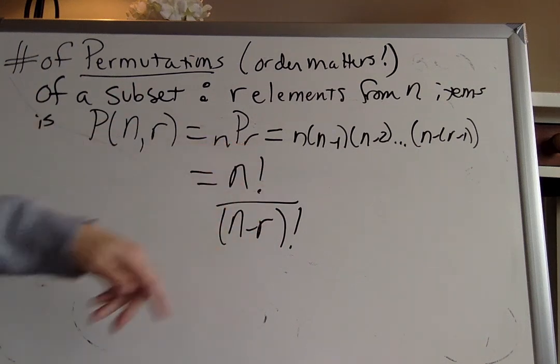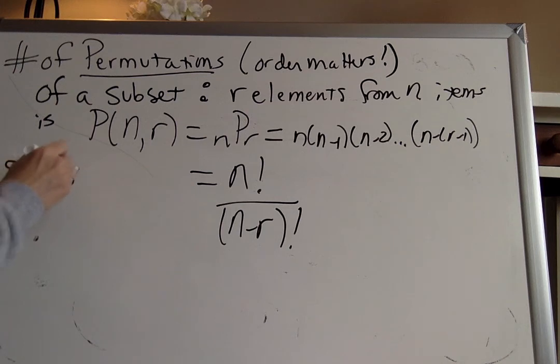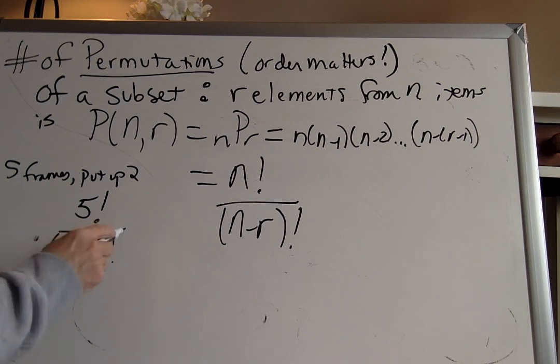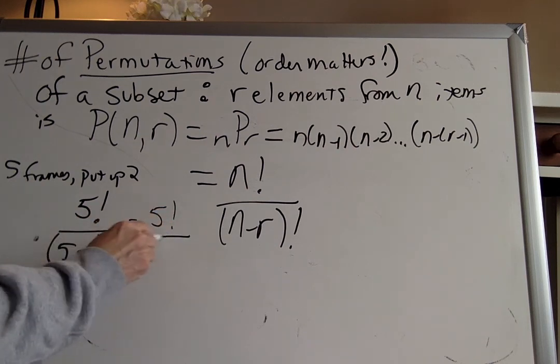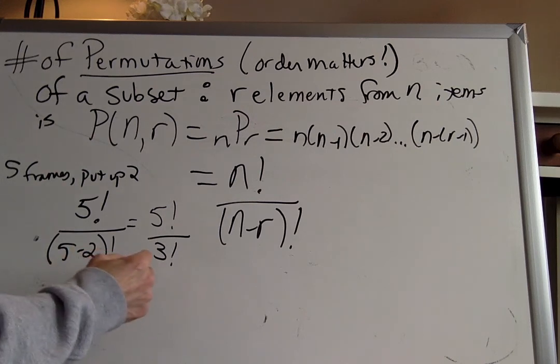Here is the shortcut though. It's n factorial divided by (n minus r) factorial. That looks real confusing, right? Let's go back to our picture frame problem we just did. 5 frames, put up 2. So that would be 5 factorial over (5 minus 2) factorial, which is 5 factorial over 3 factorial. When I was growing up, we had to do this stuff by hand.